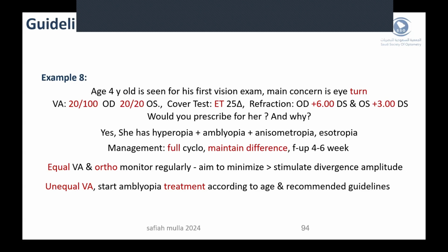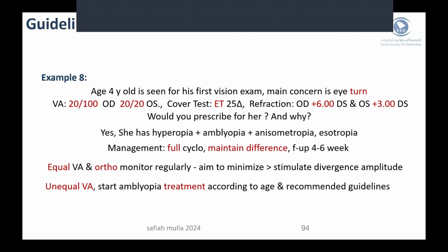You send them to get the glasses, wear them for 4 weeks or 6 weeks, and then when he comes, you check and start your management plan. If you need patching, then you start patching the child, and again, it's going to be according to the recommended guidelines and according to the age of the child.